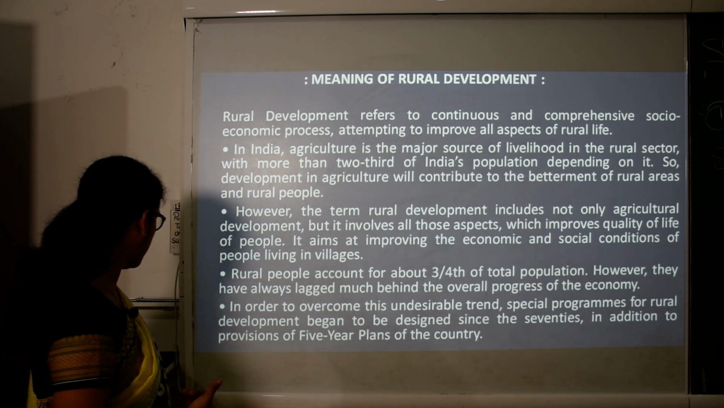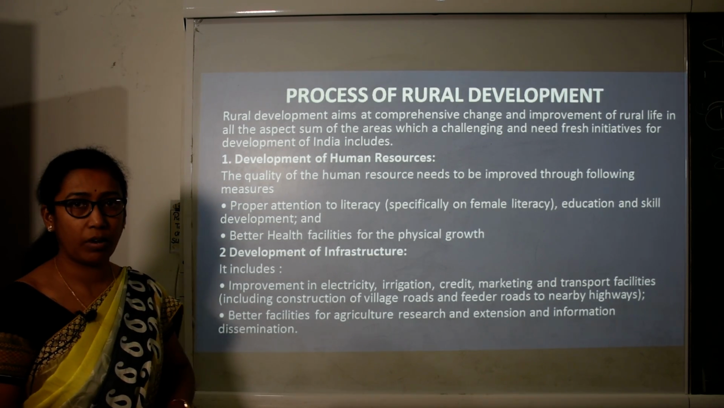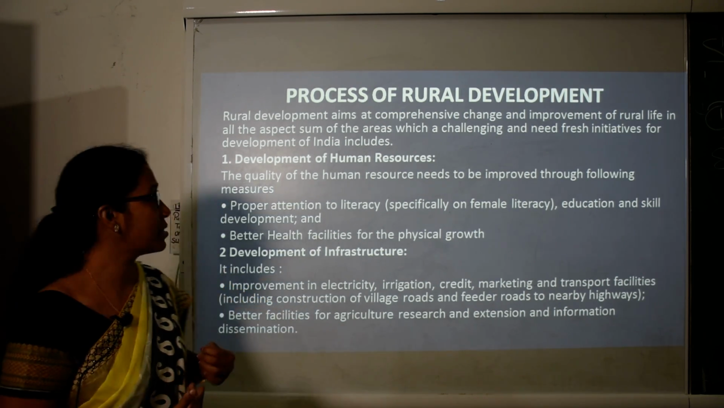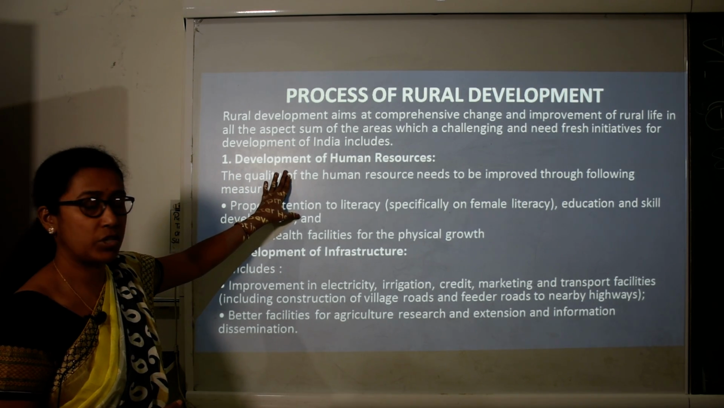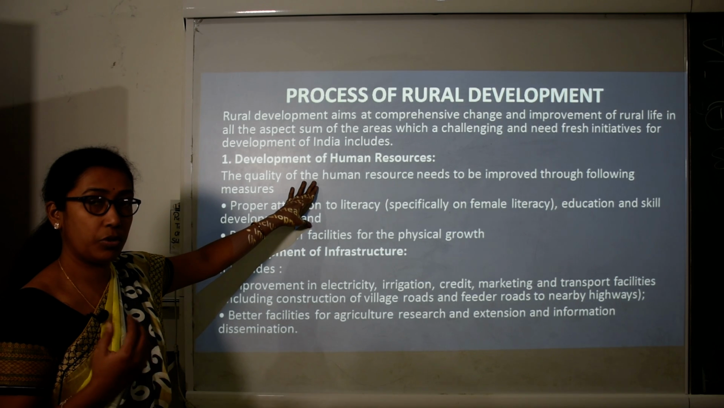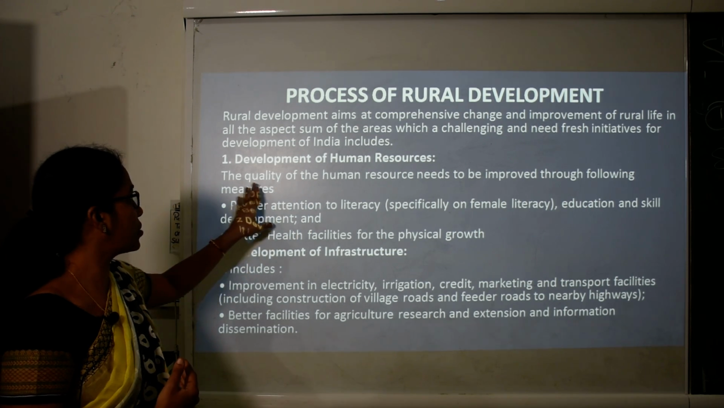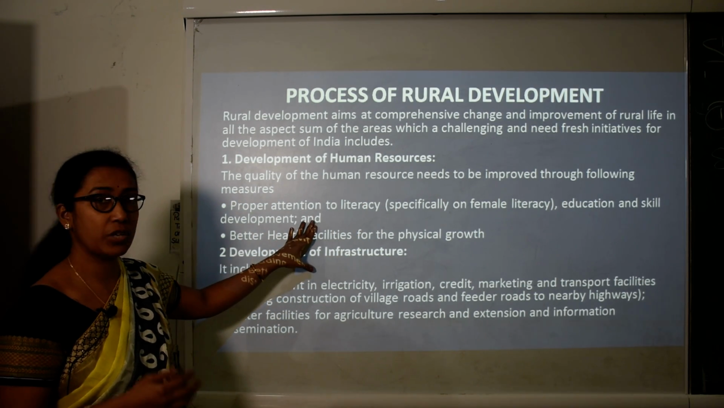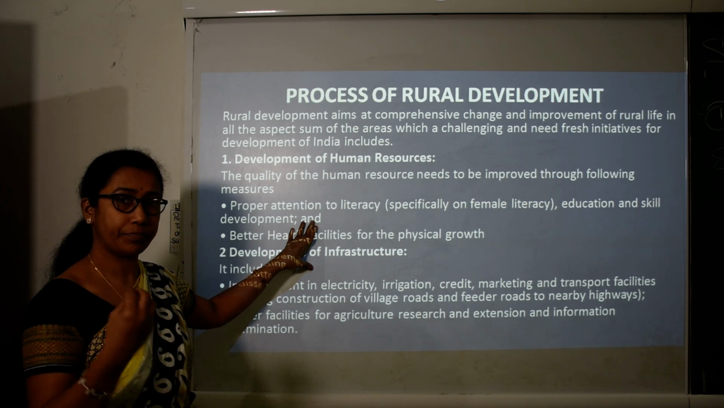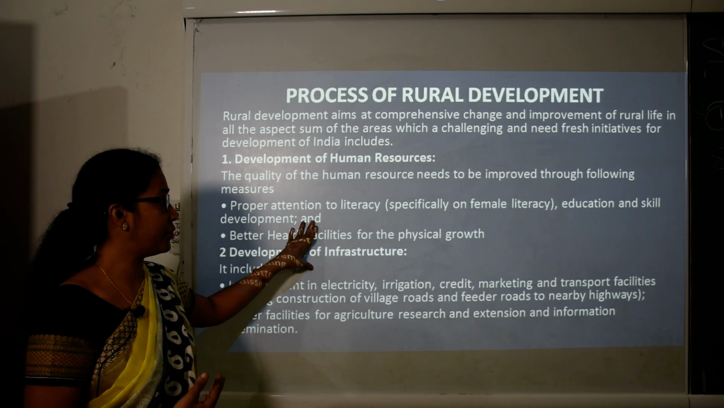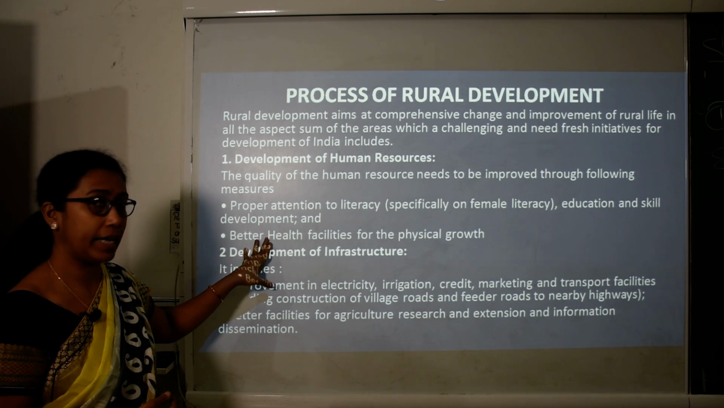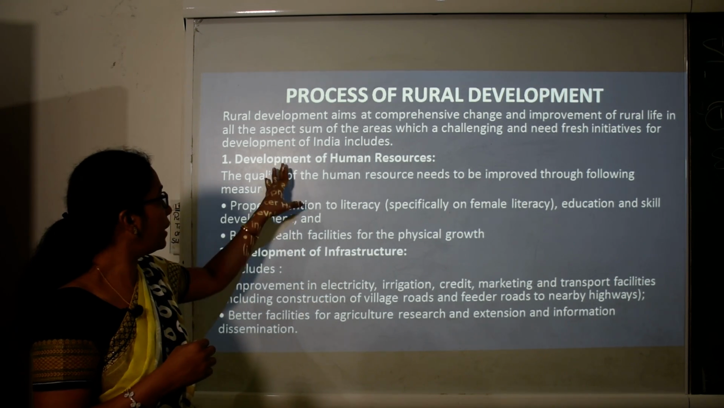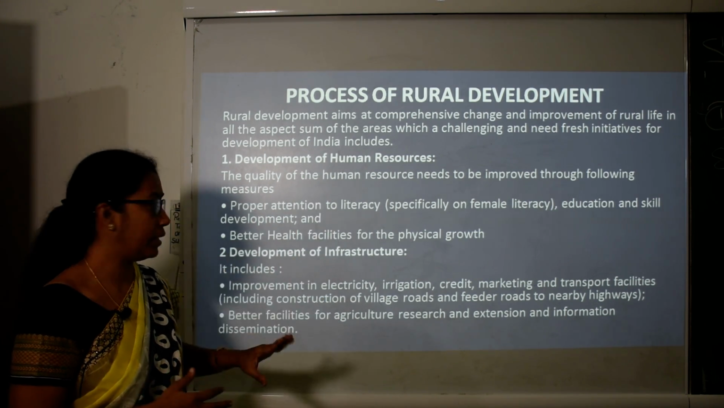Now, the process of rural development, that is what the process is all about of upgrading or developing these rural areas. The first thing which the government did is development of human resource. Now, human resource here means human capital formation. So, the quality of the human resource needs to be improved through measures such as proper attention to literacy, that means if they are provided proper education, that is improving literacy rate, education, skills development, etc., and better health facilities, then we can actually develop the human resources living in rural areas.